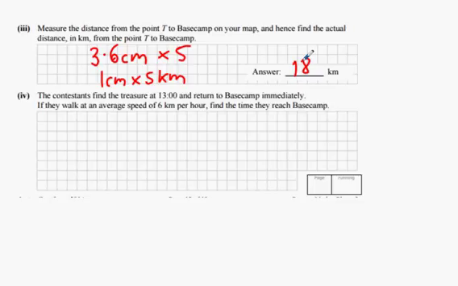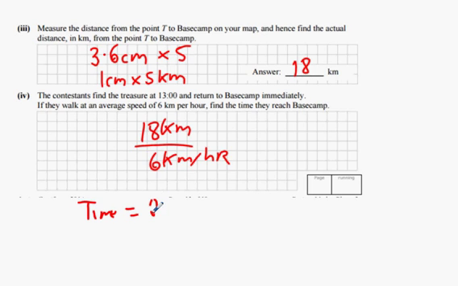The contestants find the treasure at 1300 hours. What time is 1300 hours? 1 o'clock. And return to base camp immediately. If they walk with an average speed of 6 kilometres an hour, what time did they reach base camp at? 18 kilometres divided by 6 kilometres per hour. I'm doing time equals distance.